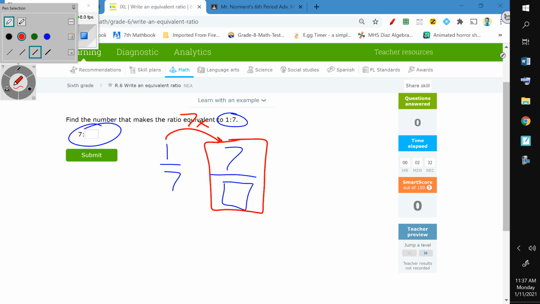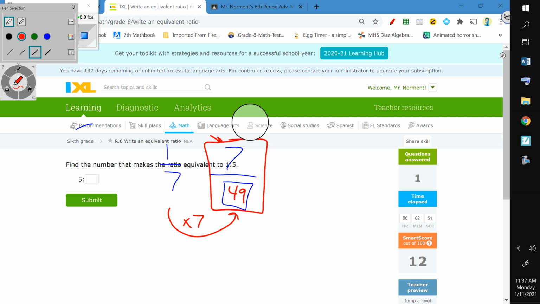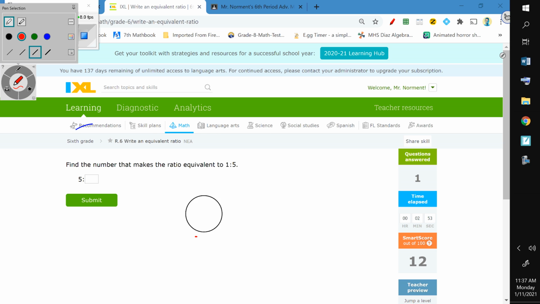But it's still going to be the same value because we multiply the top and the bottom number times 7. Because 1 times 7 is 7. So now multiply this times 7. And you can use the multiplication table and you get 49. And that's what I'm going to put right here. 49. Oh, and I didn't mean to hit enter. That's my fault. So I'll do it again.